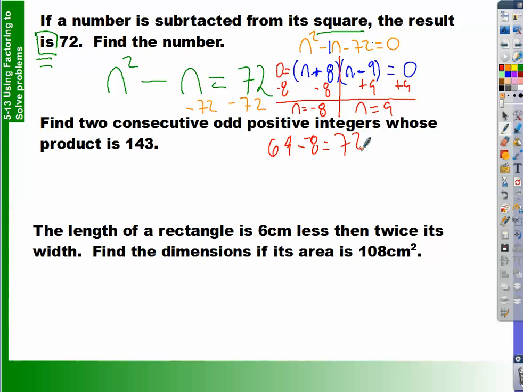So our other answer of 9, what is 9 squared? 81. Minus the number, which is 9. 81 minus 9 is? Oh, look at that. They both work, don't they? So crazy.